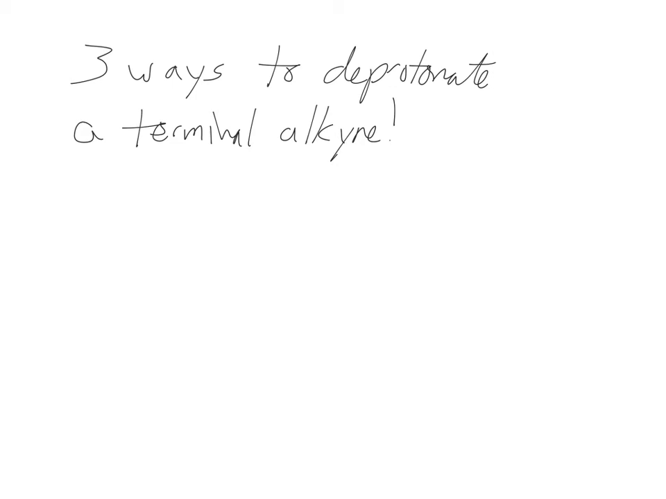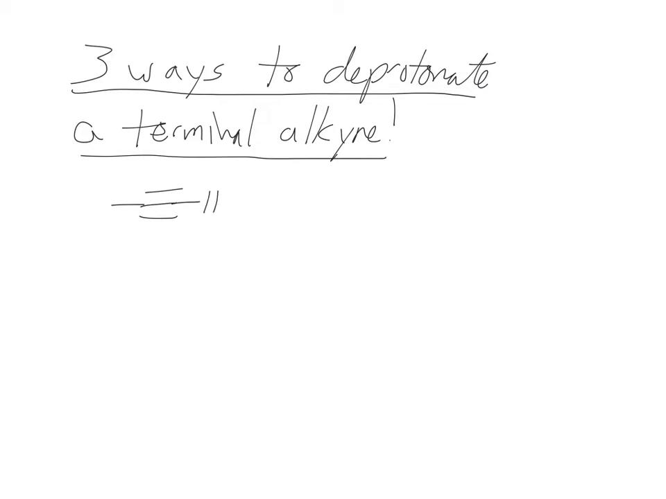Okay, so let's talk about 3 different ways to deprotonate a terminal alkyne. So what's a terminal alkyne? That's the one with the H at the end, yeah. That's one with an H at the end. So number of carbons, 1, 2, 3.